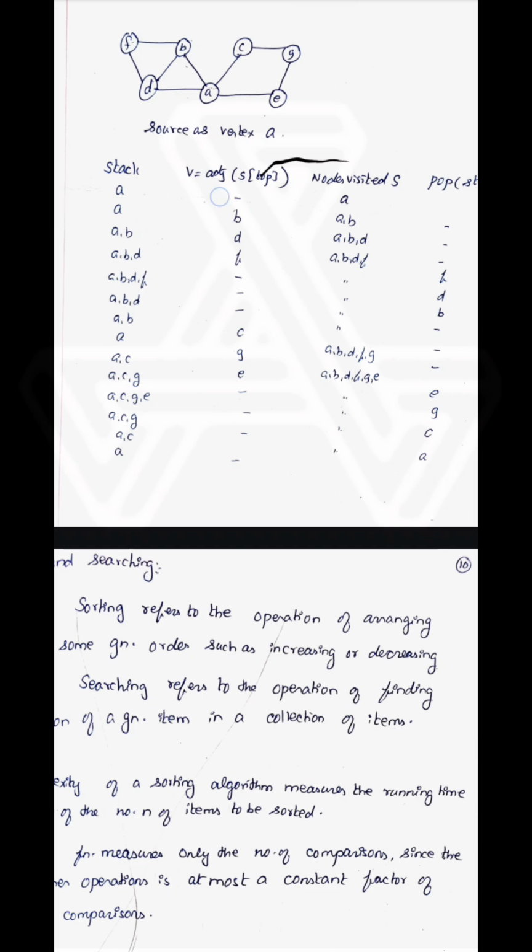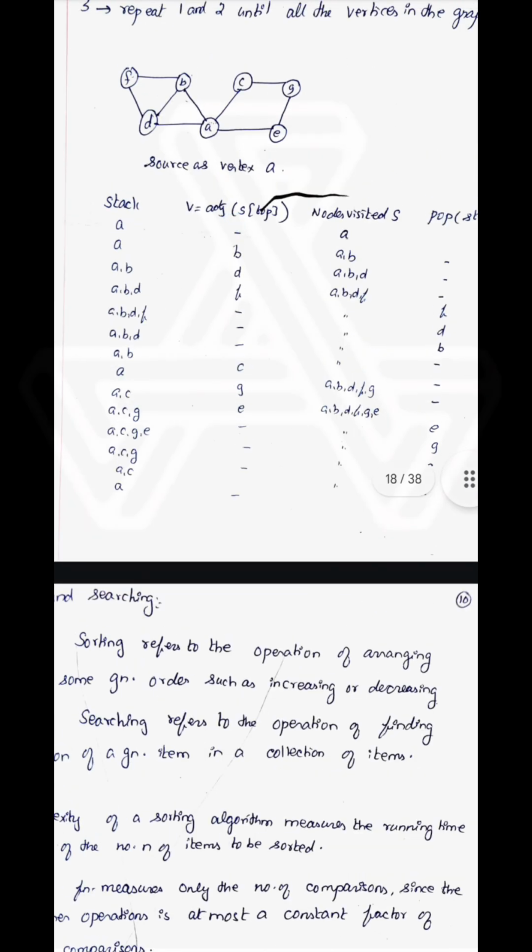Then E to G to C. It goes anywhere it wants. So then next it goes from that. So E will be popped, then G will be popped, then C will be popped, then A will be popped out.